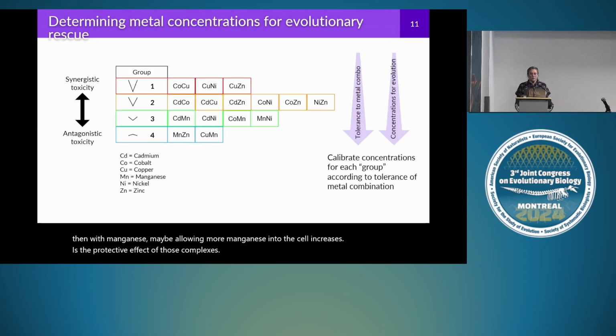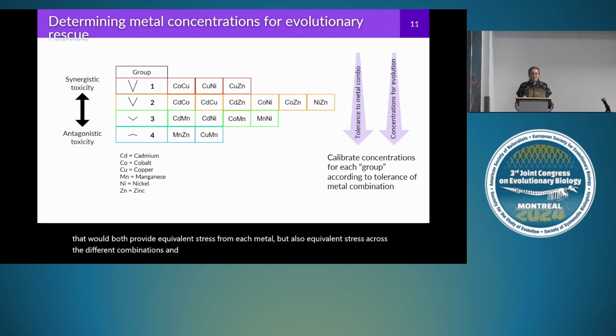Okay, so this whole time I've been talking about the nature of these interactions, and I've shown you that they're highly variable between different metal combinations. And in order to perform evolution experiments in these environments, I wanted to choose concentrations that would both provide equivalent stress from each metal, but also equivalent stress across the different combinations.